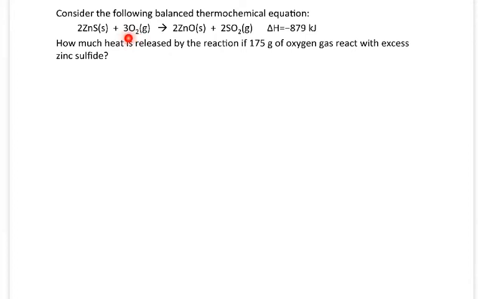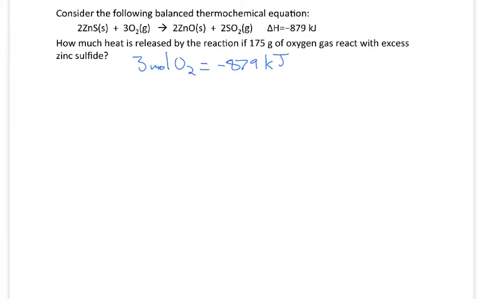In this case, we're interested in the reactant oxygen, and so my conversion factor is going to be that 3 moles of O2 are equivalent to negative 879 kilojoules. And so using this conversion factor, we're going to treat this just like any other stoichiometry problem. So I'm given the mass of oxygen gas. I need to get it into moles using the molar mass, and then I'll get from the moles of oxygen to the heat that's produced using this conversion factor.